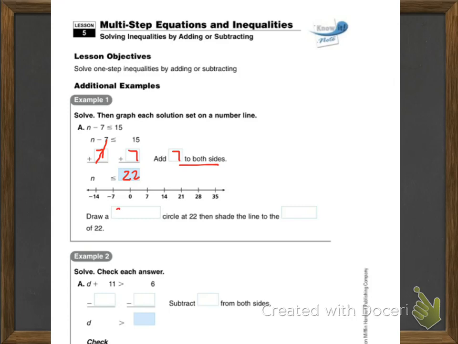And now in order to graph that, we are going to draw a closed circle at 22, because less than or equal to means closed circle, and then we're going to shade the line to the other end, to the left.